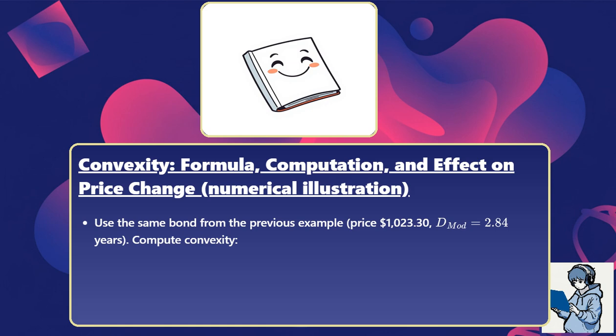Compute convexity. For T equals 1, cash flow is 20, T times T plus 1 is 2. Discount factor 1.015 to the negative 3 is 0.943. Contribution 20 times 2 times 0.943 equals 37.72. For T equals 2, cash flow is 20, T times T plus 1 is 6. Discount factor 1.015 to the negative 4 is 0.928. Contribution 20 times 6 times 0.928 equals 111.36.